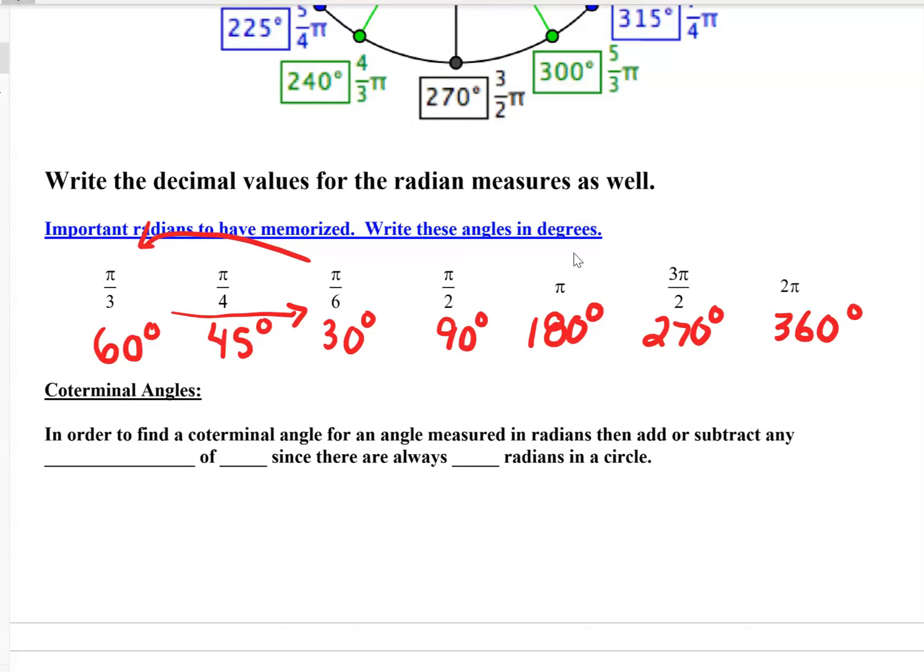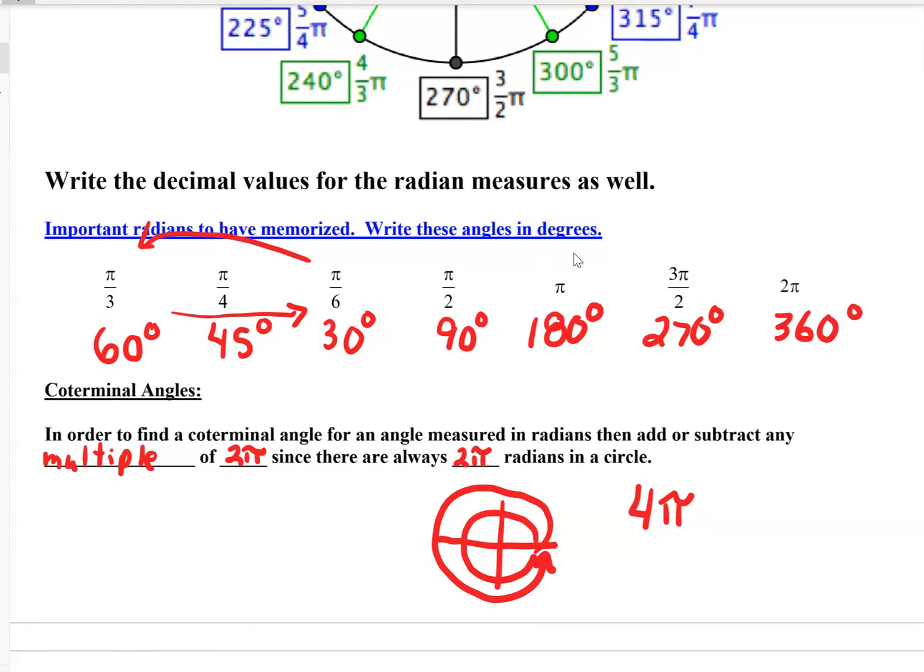Coterminal angles. In order to find a coterminal angle for any angle measured in radians, add or subtract any multiple of 2 pi, since there are always 2 pi radians in a circle. Essentially, if you have your graph and you're told you're going to go around 4 pi, what is that angle measurement, the coterminal angle? Well, we go around 2 pi, and then we go around 2 pi more, or we could say we're back at the very beginning. So we're going to show several examples of this.